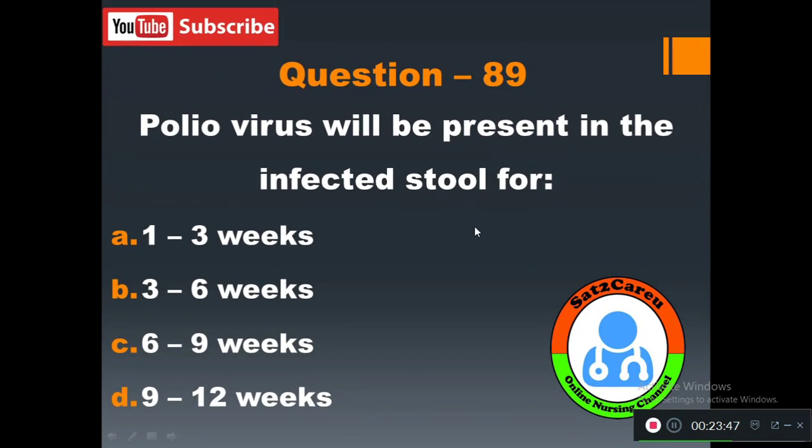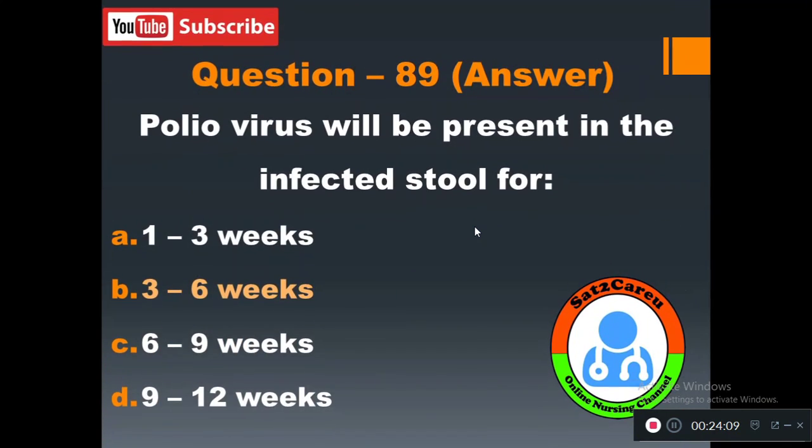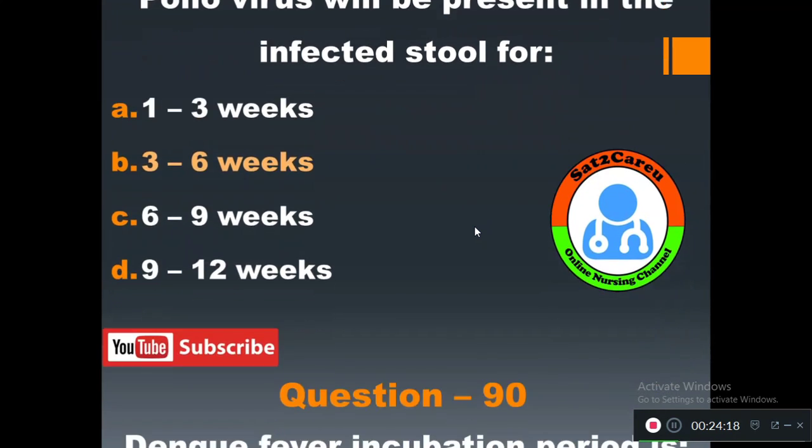Question number 89. Polio virus will be present in the infected stool for how many days? Option A, 1 to 3 weeks, B, 3 to 6 weeks, C, 6 to 9 weeks, and D, 9 to 12 weeks. The right answer is 3 to 6 weeks. The polio virus will be present in the infected stool. Question number 90.